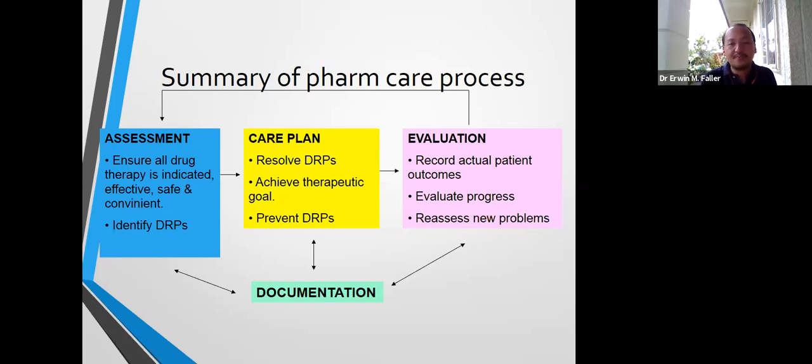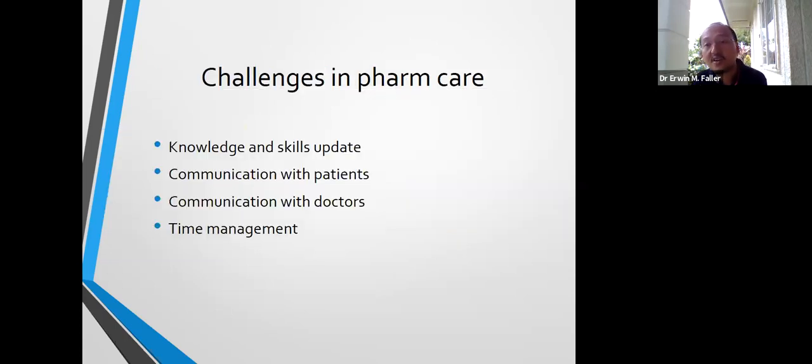Okay, so these are the challenges of pharmaceutical care: to always update our knowledge and our skills, and to always communicate with our patients and doctors. These are really a practice for all of us. At the same time, you'll need time management because there may be a patient that needs proper intervention, and you have another set of patients and another set of patients. We'll be able to cater to all. We'll be able to have this kind of time management.